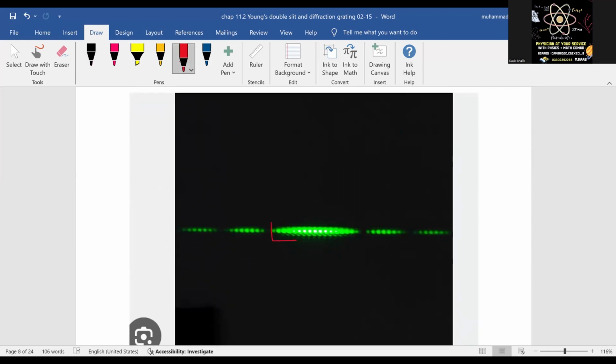So this is one bright spot, or the central bright spot. And this is the second bright spot. Or you can say this is one fringe, this is the other fringe, this is the third fringe. So these are the fringes.